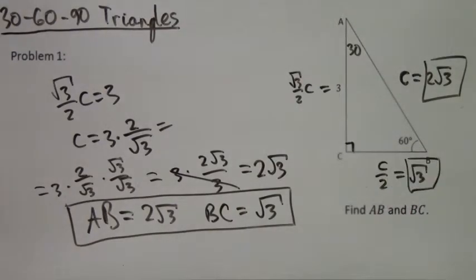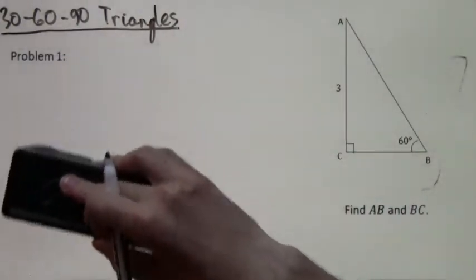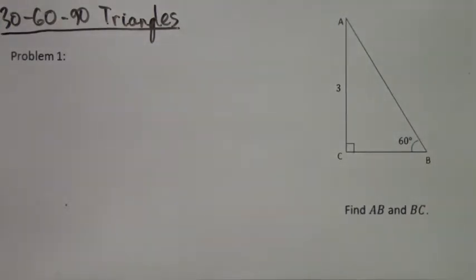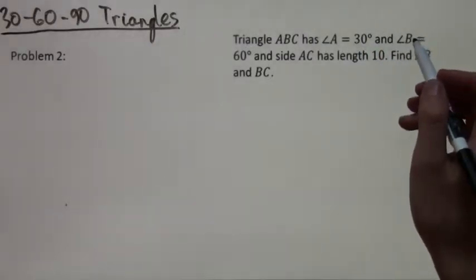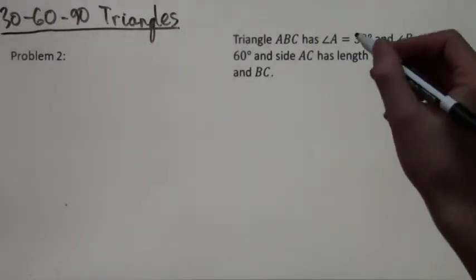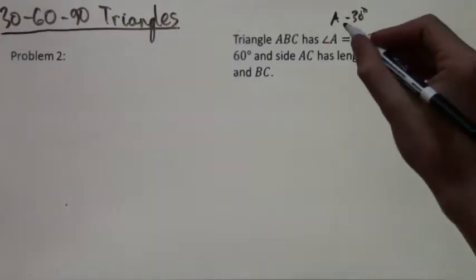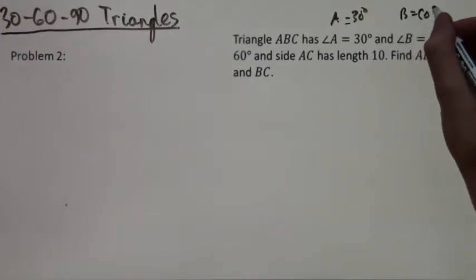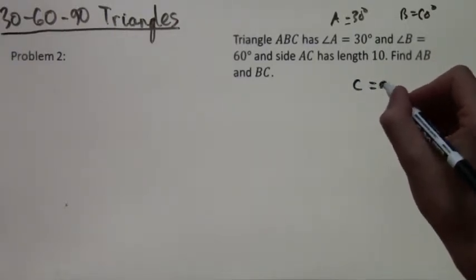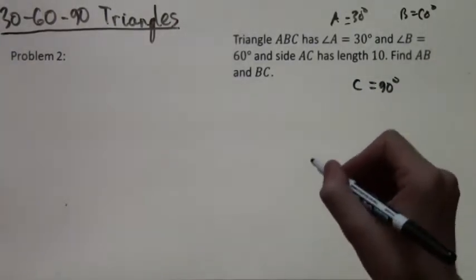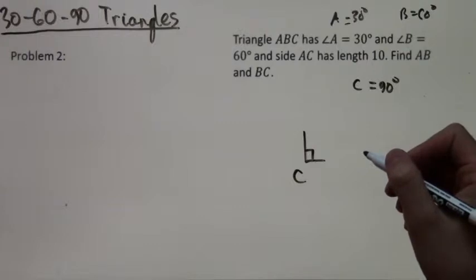Alright, let's do another example and see if we really know this. This time it's a word problem, as in there's no drawing given. So we have triangle ABC with A is 30 and B is 60. I'm writing down the important facts here separately. And side AC has length 10. Also, if A is 30 degrees and B is 60 degrees, then C has to be 90 degrees. This is because 30 plus 60 plus 90 is equal to 180 degrees.